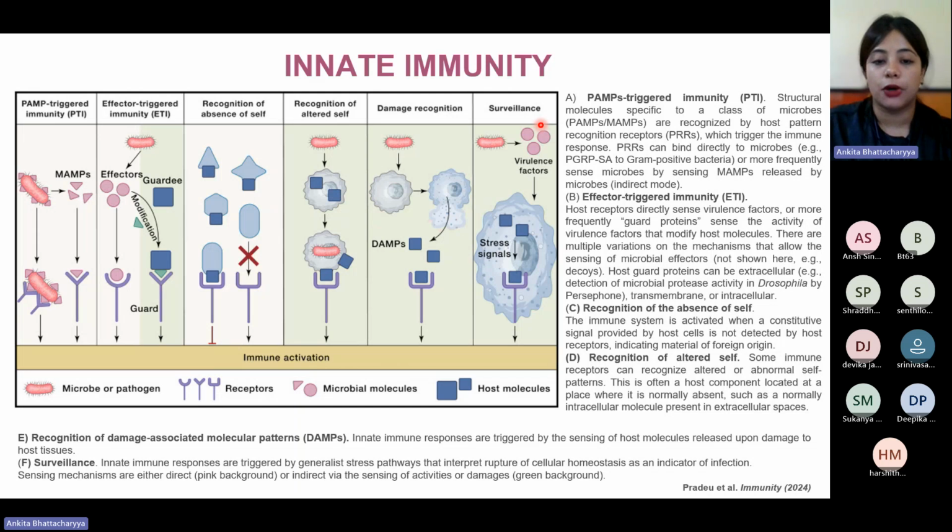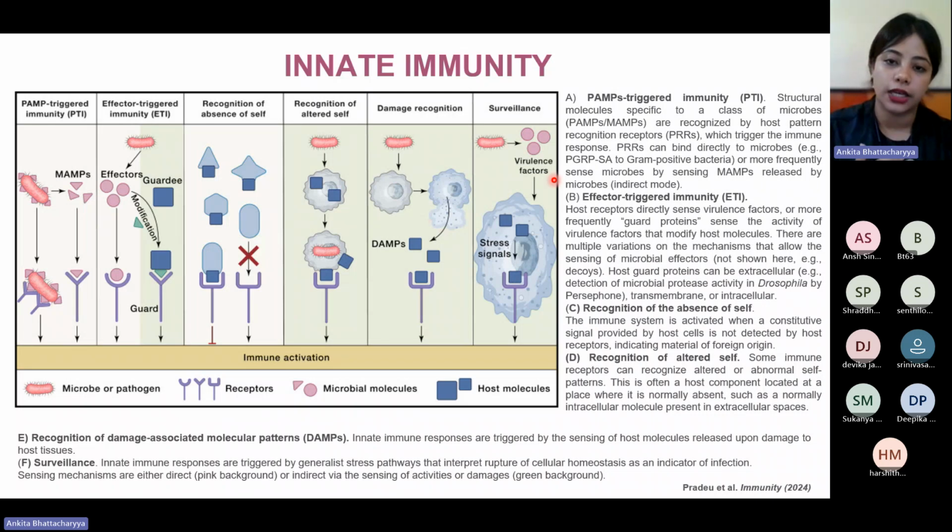So innate immune responses can be triggered by stress pathways that interpret the rupture of cellular homeostasis as a recognition of infection. These sensing mechanisms are either direct or indirect, depending upon how the activities can be sensed. So what we see here is that under default circumstances, the immune system regulates a surveillance mechanism. Surveillance basically means that you are keeping a check at all times within the system to identify whether there is something foreign roaming around in the body or not.